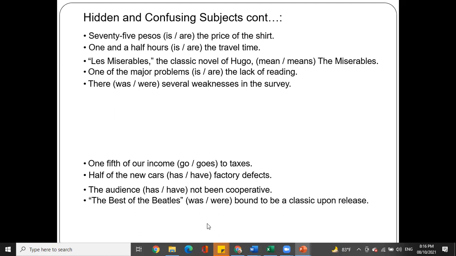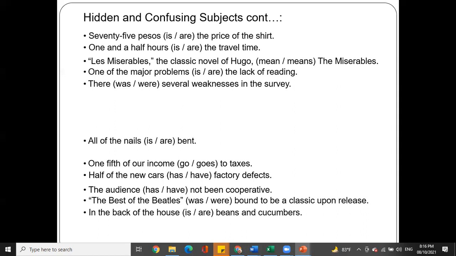Guys, am I on? The audience has not been cooperative. That is not what you call a collective noun. The audience has not been cooperative. In the back of the house are beans and cucumbers. All of the nails, which one is the subject? Nails are bent.